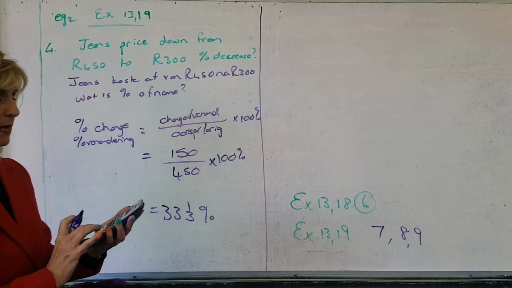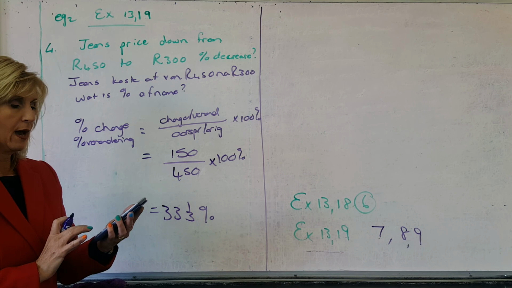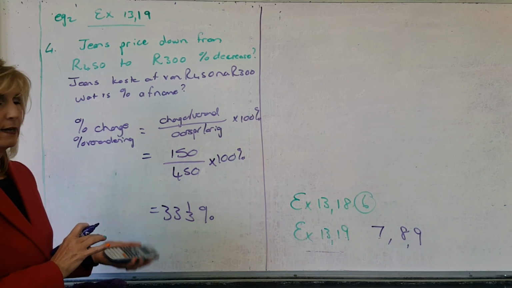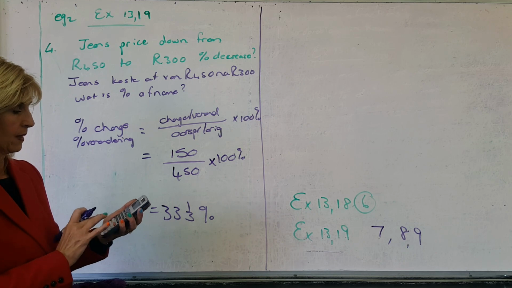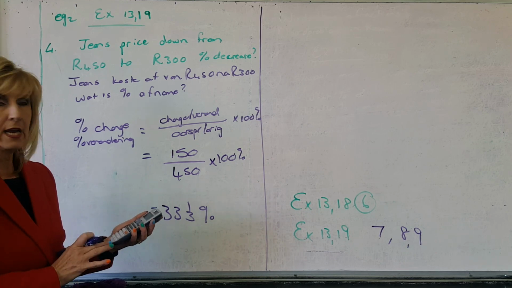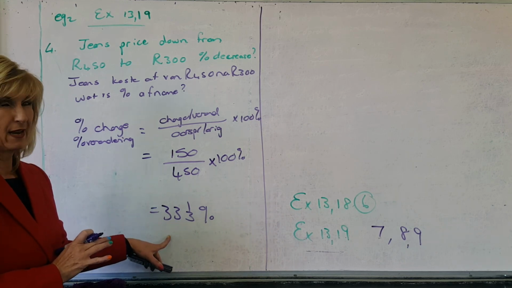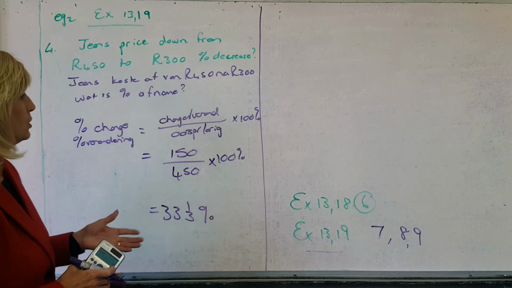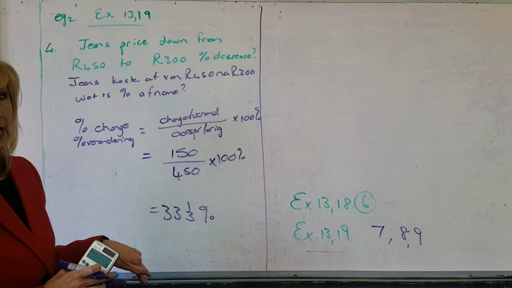33.3%, because the calculator gives you 33.333, or if you write it as a fraction, 10 out of 3. 10 out of 3, it's still 33.3%. That's your percentage that this has gone down with.